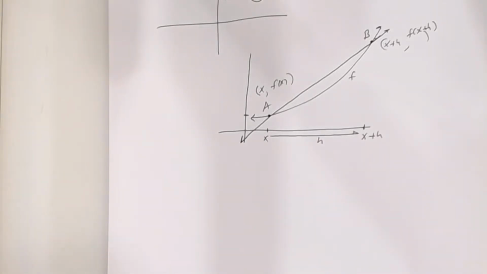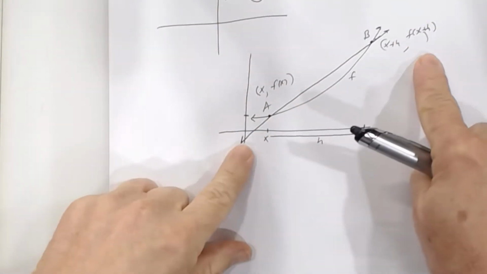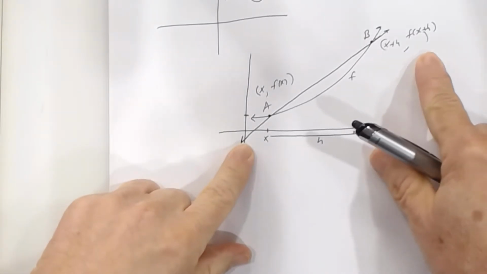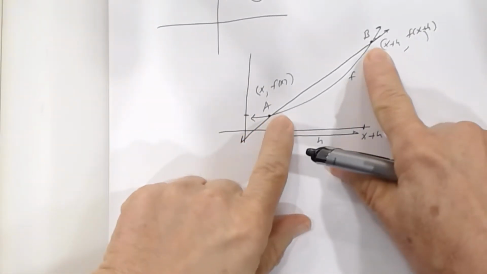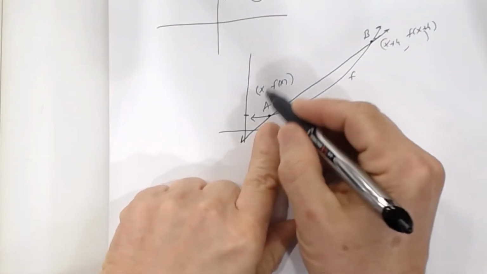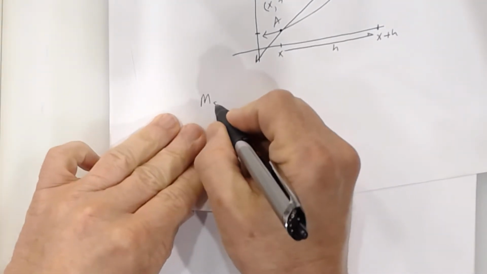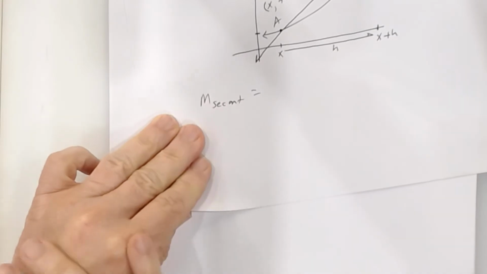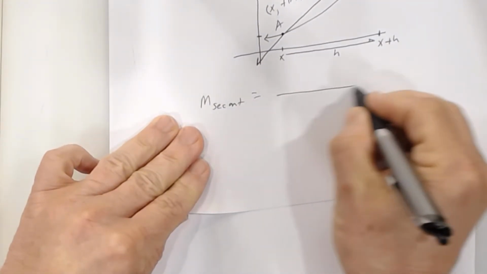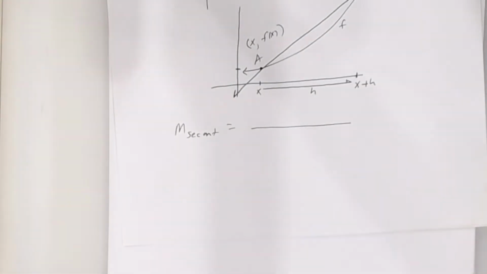Now, remember, the difference quotient is the slope of the what? Secant line. So here's my secant line. Do I know 2 points on that secant line? Yes, I do. A and B. So this is my x coordinate, my y coordinate, x coordinate, y coordinate. So let's use the slope formula. So the slope of the secant equals rise over run.